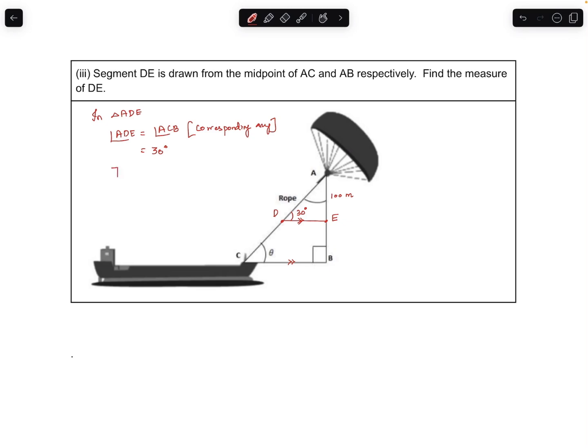So we can go in for tan. Tan 30 degrees is equal to AE upon DE. Tan 30 is 1 upon root 3 and AE is 100, divided by DE. DE is equal to 100 root 3. Substituting the value for root 3, it is 100 into 1.732, which is nothing but 173.2 meters.